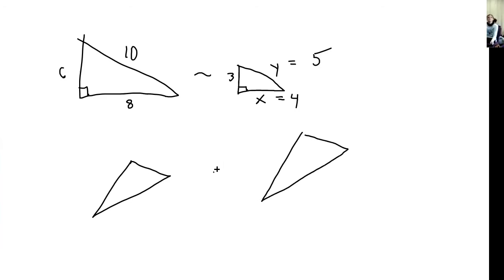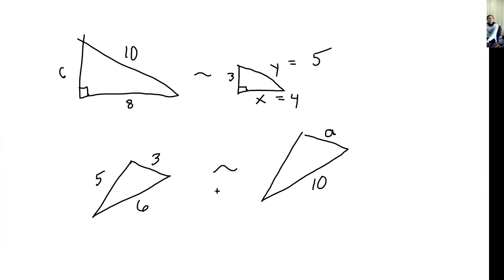Okay, so these two are similar. I'm going to give you some dimensions here, 5, 3, and 6. And then I want to find out what A is, but here's what I know. That's it. So how do I figure out what A is? That looks like a 9. So this is A.